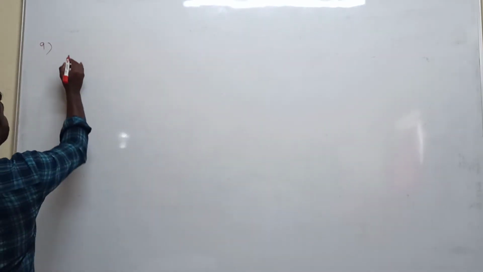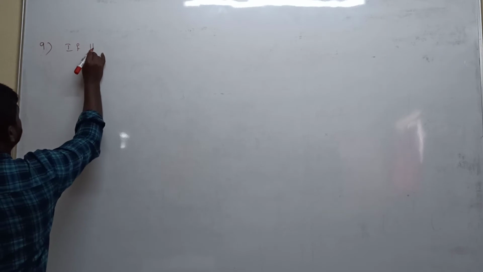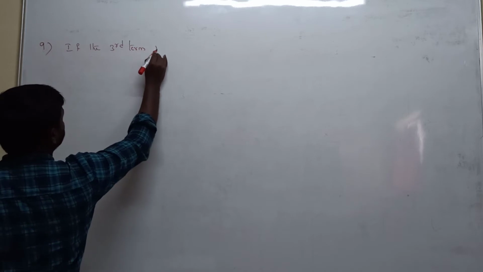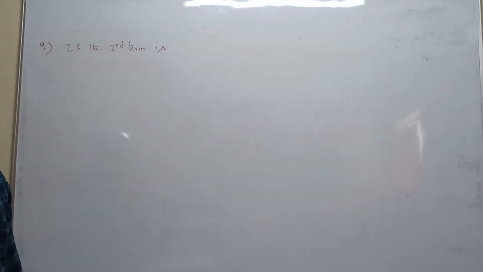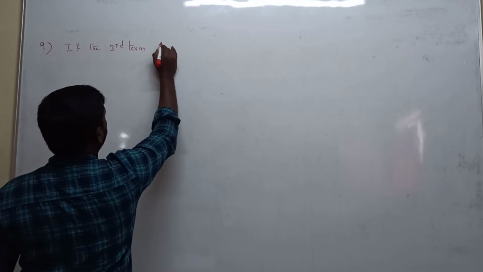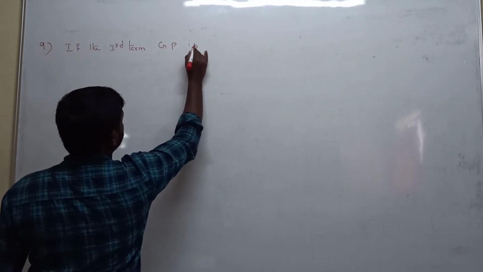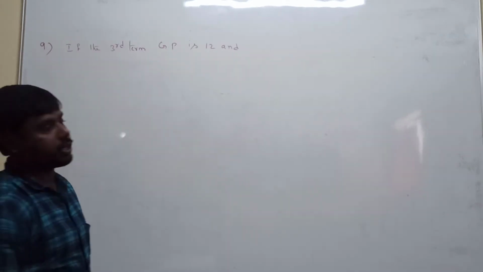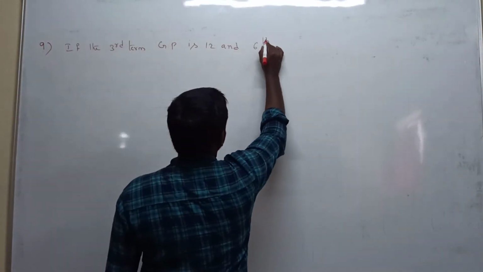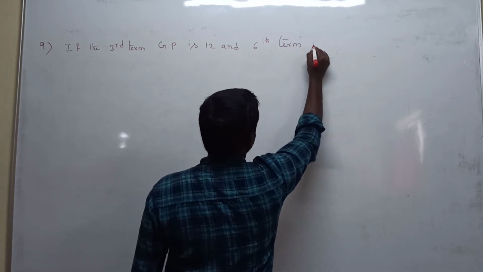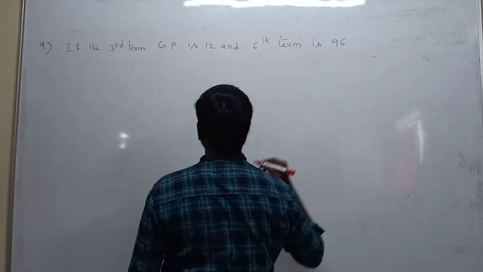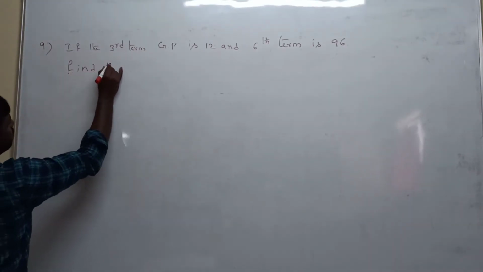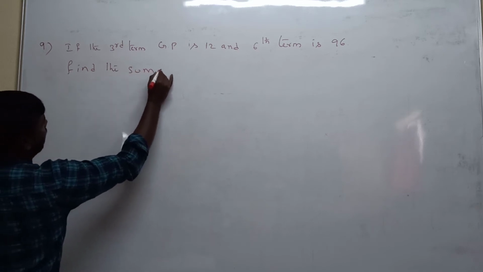If the third term of a GP is 12 and the sixth term is 96. Find the sum of 9 elements.